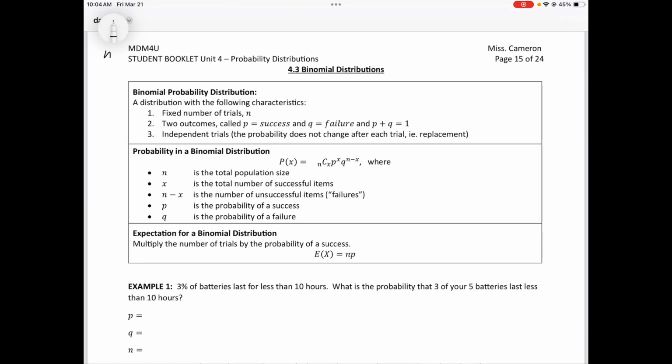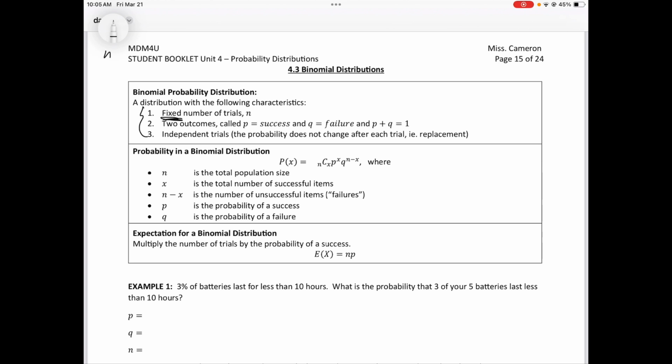4.3 binomial distributions. A binomial probability distribution is a distribution with these characteristics. First, there's a fixed number of trials, which we call n. It's fixed. It'll tell you, for example, that the die was rolled 6 times. And there are always 2 outcomes: a success and a failure.